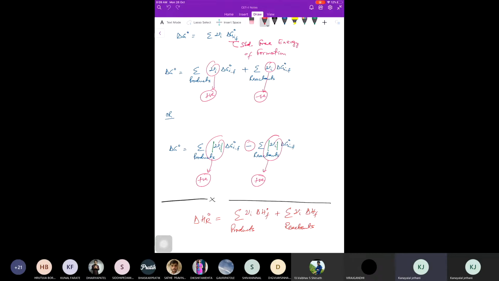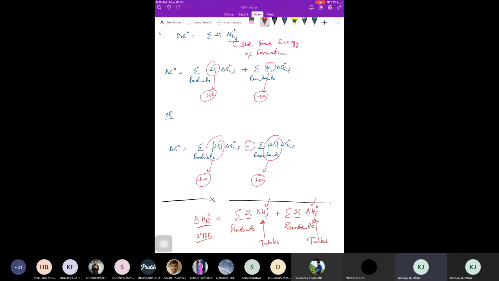So if you know the heat of formation of products and reactants, and we know the stoichiometric numbers, we can find out the heat of reaction at standard conditions, which is 298 Kelvin. This is normally 298 Kelvin because this is available in tables. So we can directly find out the heat of reaction at 298 Kelvin, right?